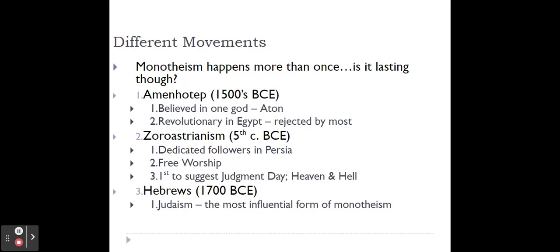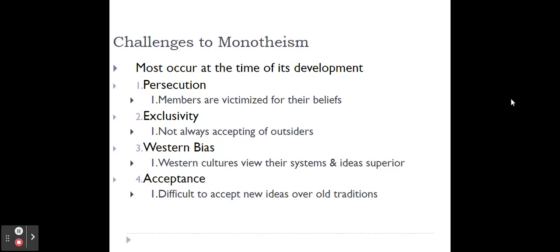Now, when monotheism develops, it encounters challenges and it causes challenges. So the last slide that we're going to look at, and I want you to get these four things down, we're going to talk about challenges to monotheism, and in a way, they're challenges of monotheism. Most of these occur at the time of their development because the idea of worshiping one god or goddess is so radical. So the first big challenge is going to be persecution.